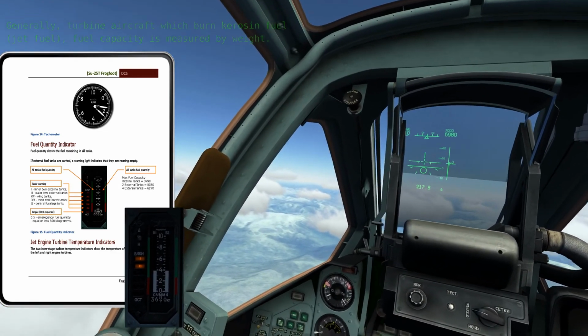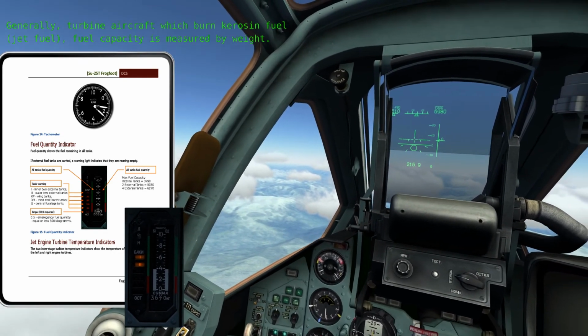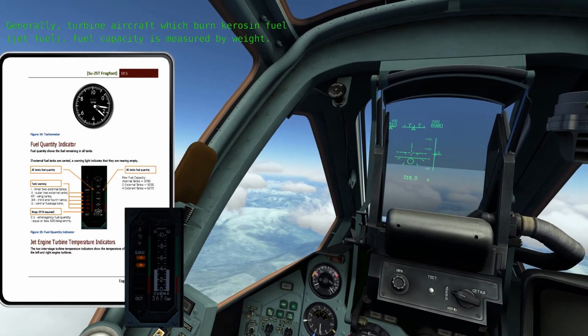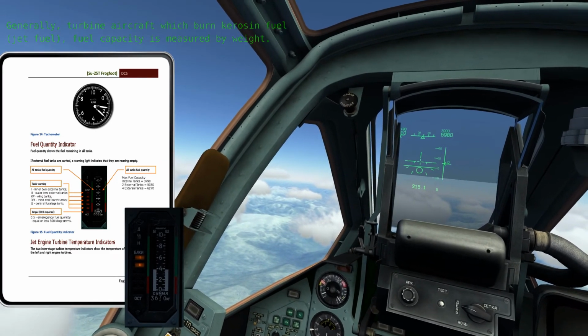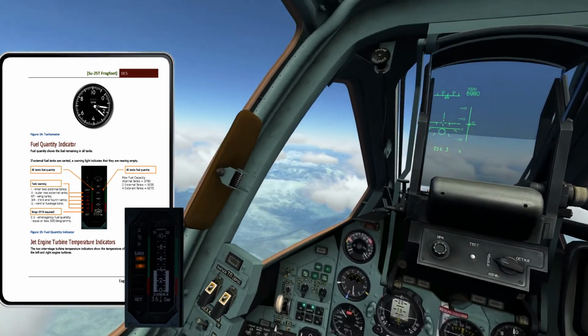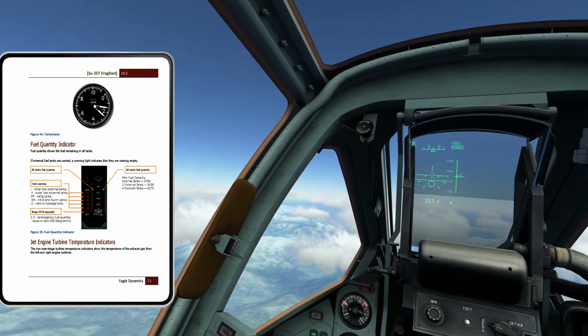Now the fuel capacity for the Su-25T, internal tanks is 3,790 kilograms. With 2 external tanks is 5,030 kilograms. With 4 external tanks is 6,270 kilograms, which is what we have. Cool. Now that is fuel quantity indicators.